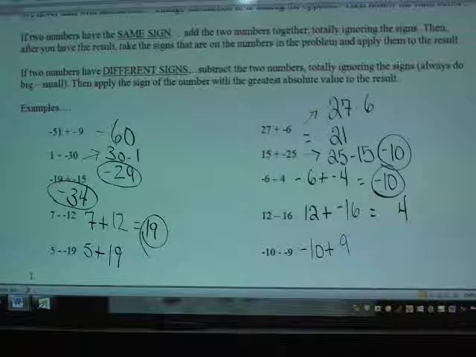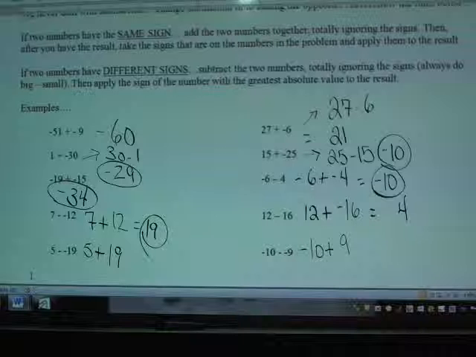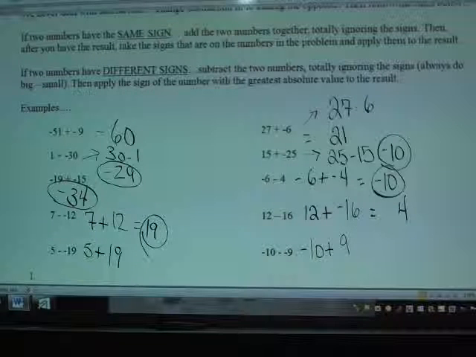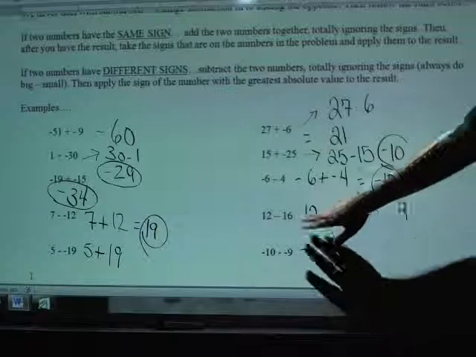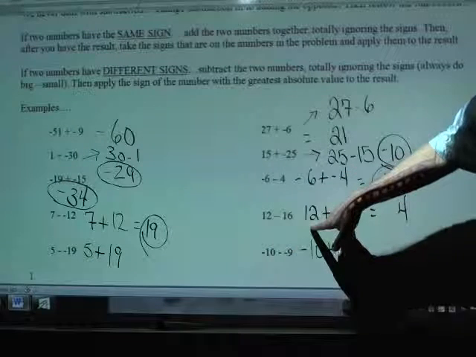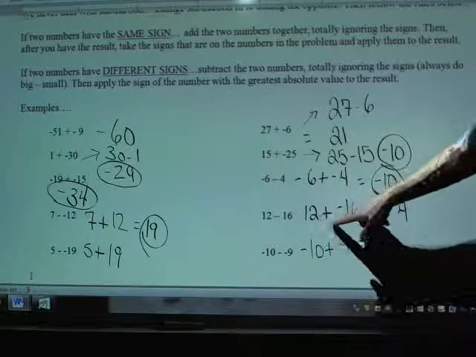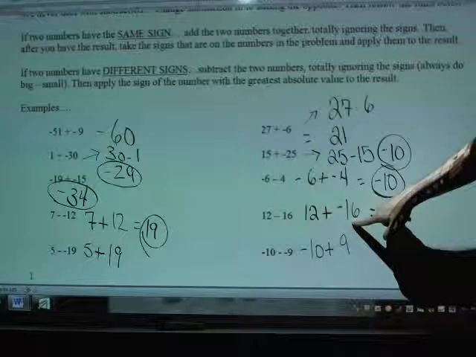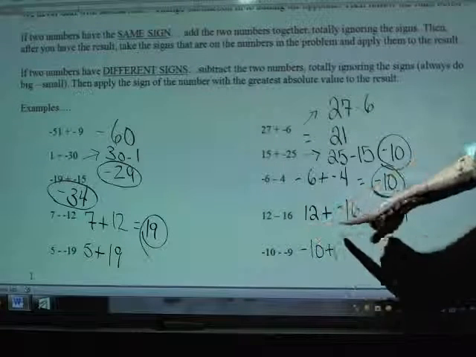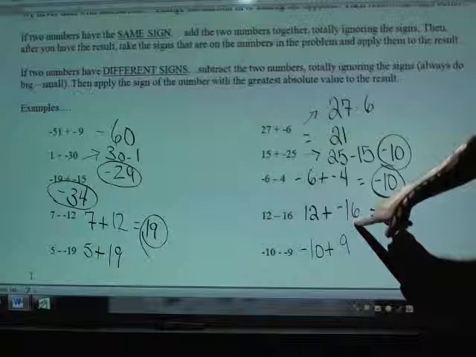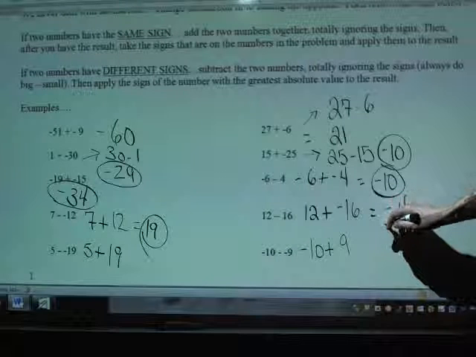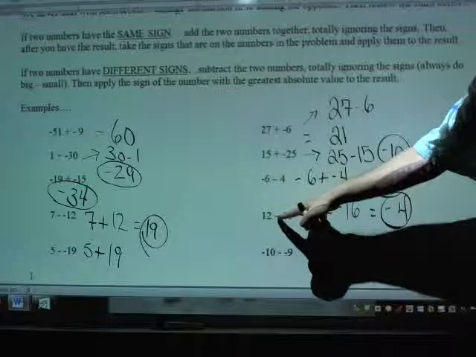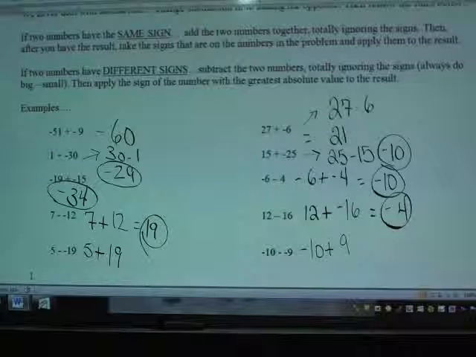Now, figure out the sign for the result. Remember, whichever number has the greater absolute value, we take its sign and apply it to the result. So we have the 12 and we have the negative 16. Don't go back and look at the subtraction. We've changed it to addition for a reason. Right? 12 plus negative 16. Well, this is 16 jumps away from 0. This is only 12 jumps away from 0. So 16 has the greater absolute value. All right, since it's negative, my answer is going to be negative as well. Negative 4. So 12 minus 16 must equal negative 4.